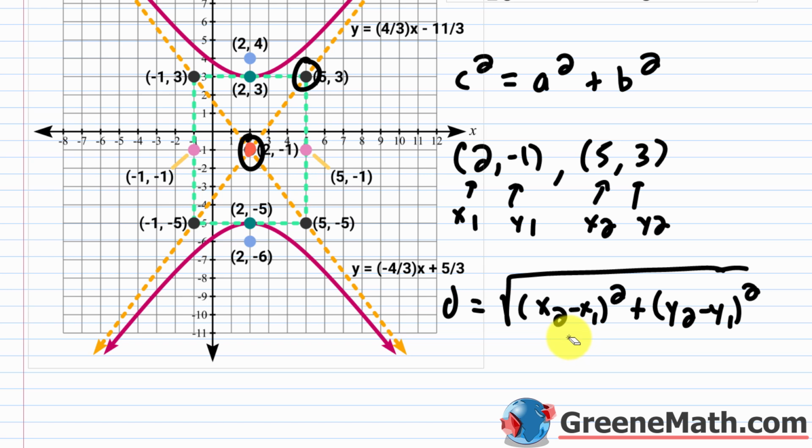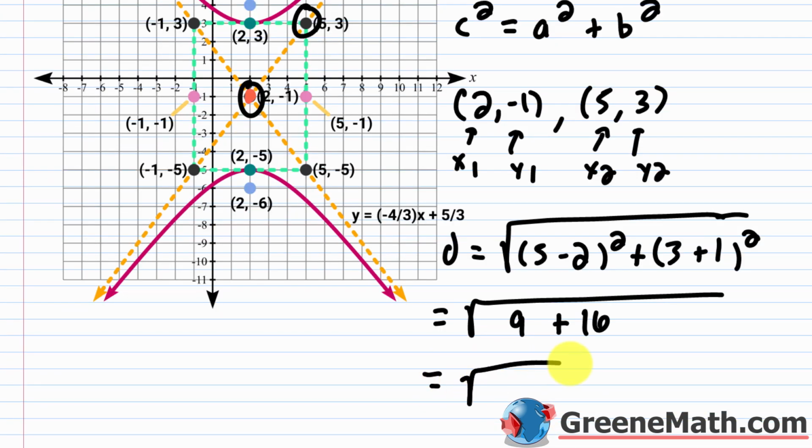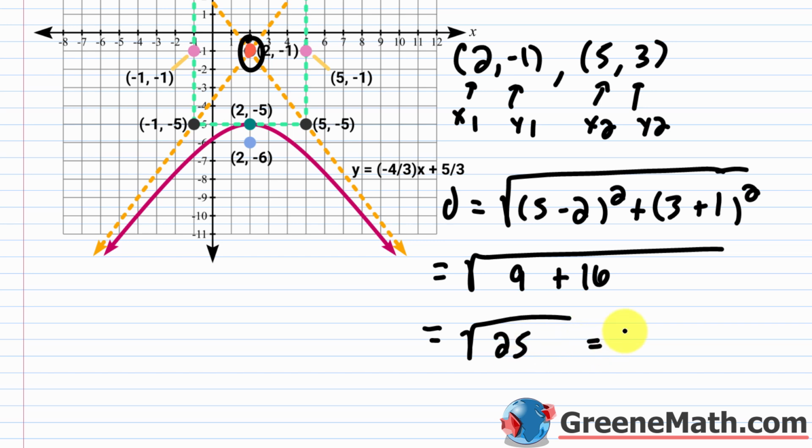Well, x sub 2 is 5, and x sub 1 is going to be 2. So this is 5 minus 2 here. And then y sub 2 is going to be 3, and then y sub 1 is going to be -1. Minus a -1 is +1. So this is equal to the square root of 5 minus 2 is 3, so you would get 3 squared, which is 9, plus 3 plus 1 is 4. 4 squared is 16. So this would be equal to the square root of 9 plus 16 is 25, which equals 5. So the distance between (2, -1) and (5, 3), we've just established with the distance formula, is 5.